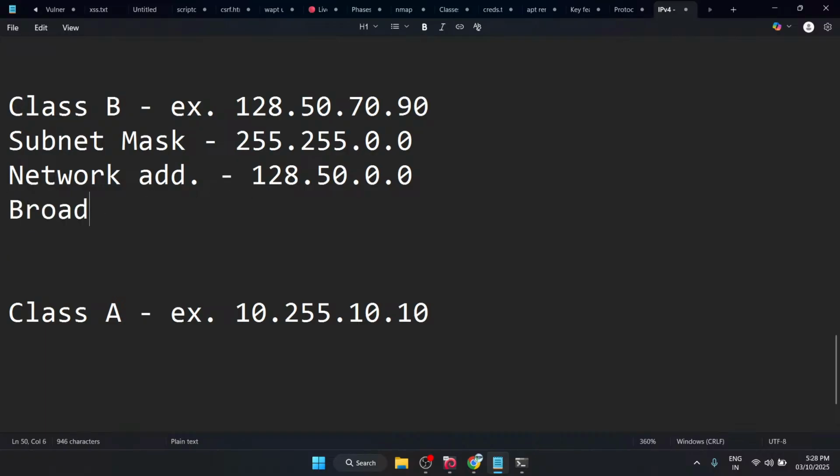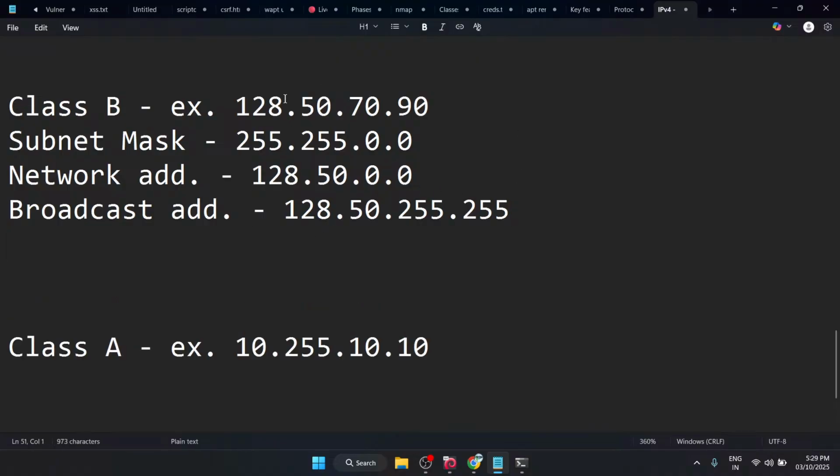Now broadcast address here, this is gonna be the last IP address. So here 128 dot, now instead of these zeros it's gonna become 255.255. Okay, last IP. So it ranges from 0 to 255. So here instead of zeros we are gonna put 255. This is your broadcast address of this particular IP.